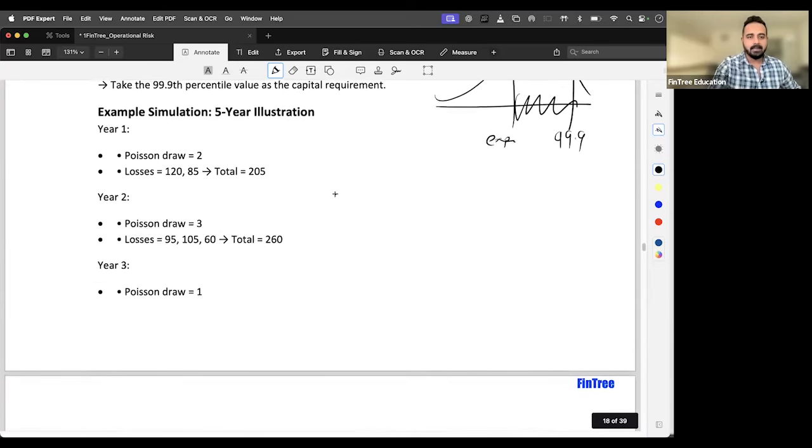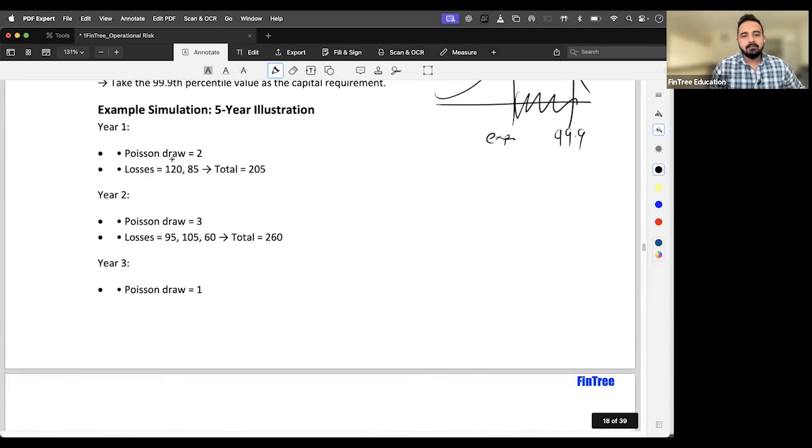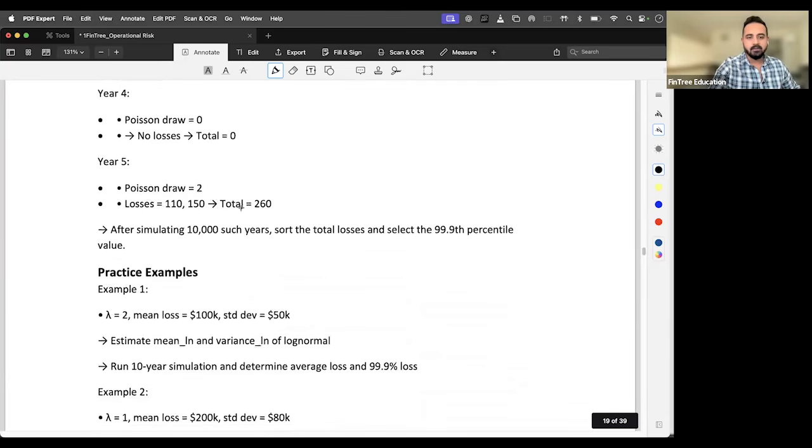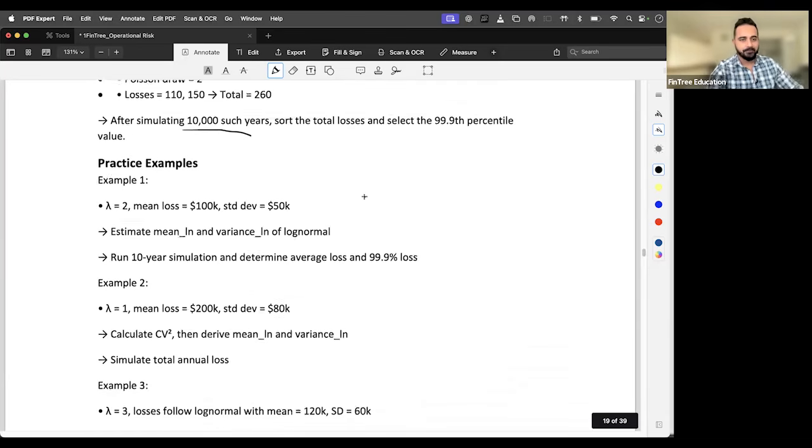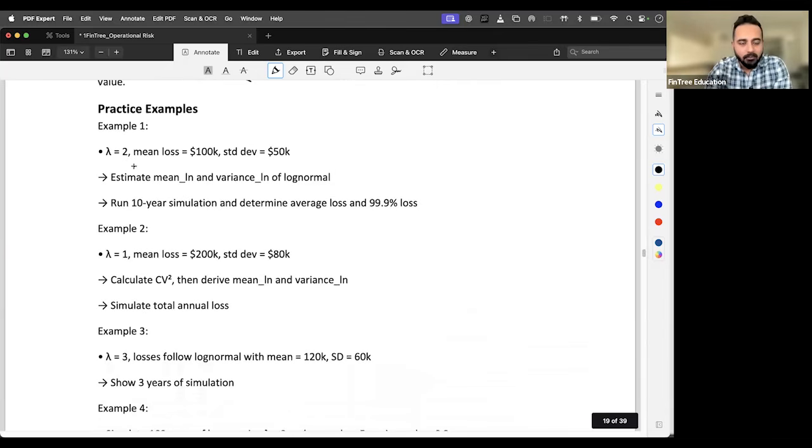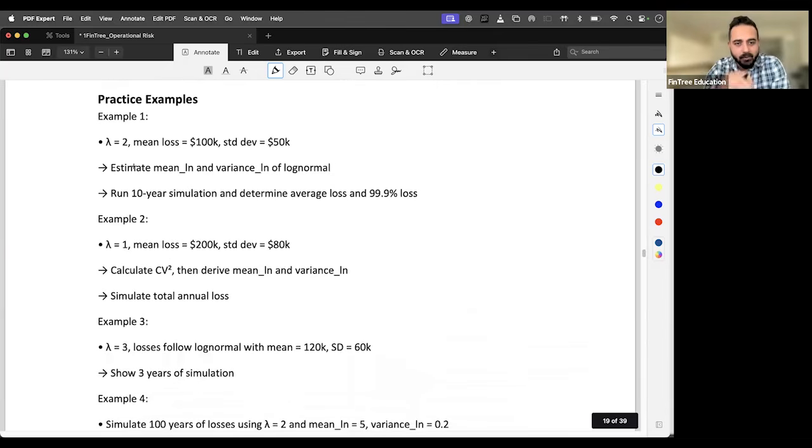Okay, so here you go. Example one. Randomly you picked up two Poisson draws. Then you went to the log normal distribution to pick up losses. The first loss was 120, second loss was 85, total losses 205. Next time you randomly picked up, your random number came out to be 3 losses. The random losses amount came out to be this much, and year 4, year 5, now you need to repeat this 10,000 times, right? And keep on repeating the process. So here's one more example just to give you what calculations are going on here.